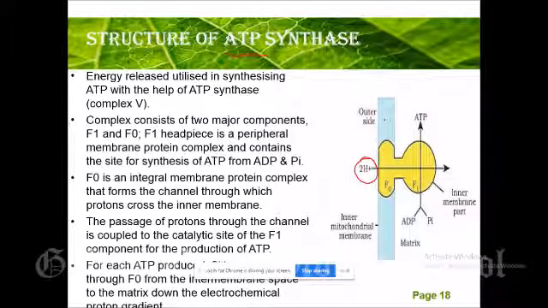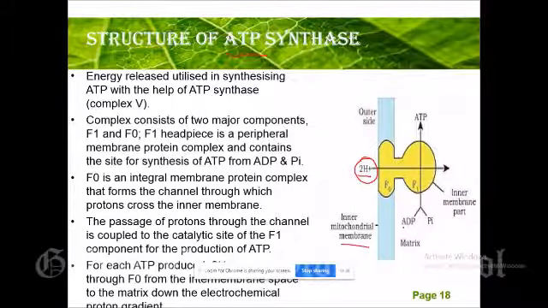We know that the mitochondria has two membranes, right? One is the outer and one is the inner. So this is the inner mitochondrial membrane, right? When the 2H positive, two hydrogen ions, from outside are coming inside.